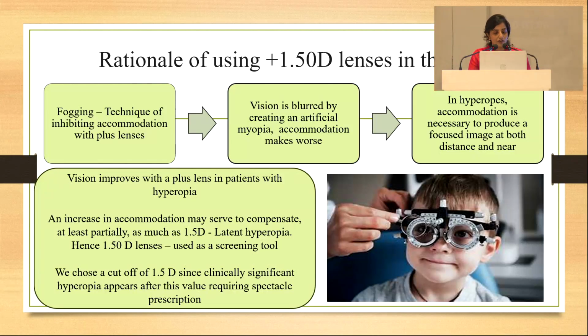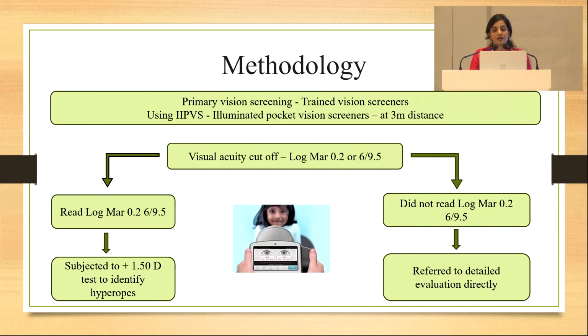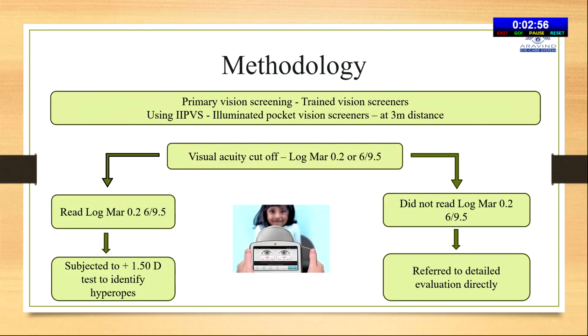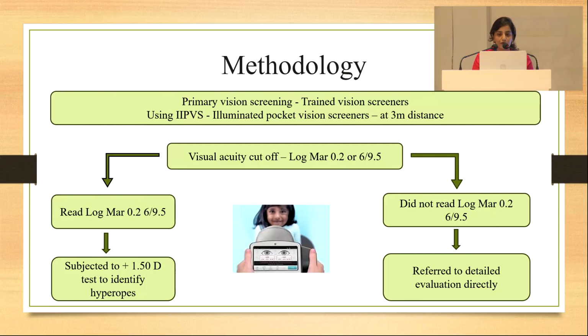We chose a cutoff of 1.5 diopters since clinically significant hyperopia appears after this value, which requires spectacle prescription. Coming to the methodology, primary vision screening was done using illuminated pocket vision screeners at 3 meters distance. The visual acuity cutoff was taken as logMAR 0.2 or 6/9.5. Those students who read logMAR 0.2 were subjected to this 1.5 diopter test, and those who did not read logMAR 0.2 in the preliminary examination were referred directly for evaluation.